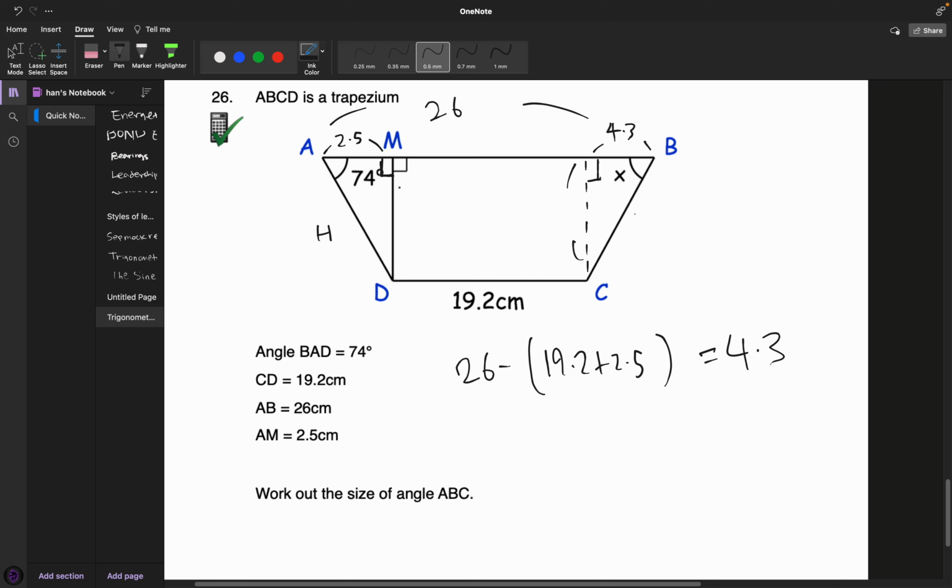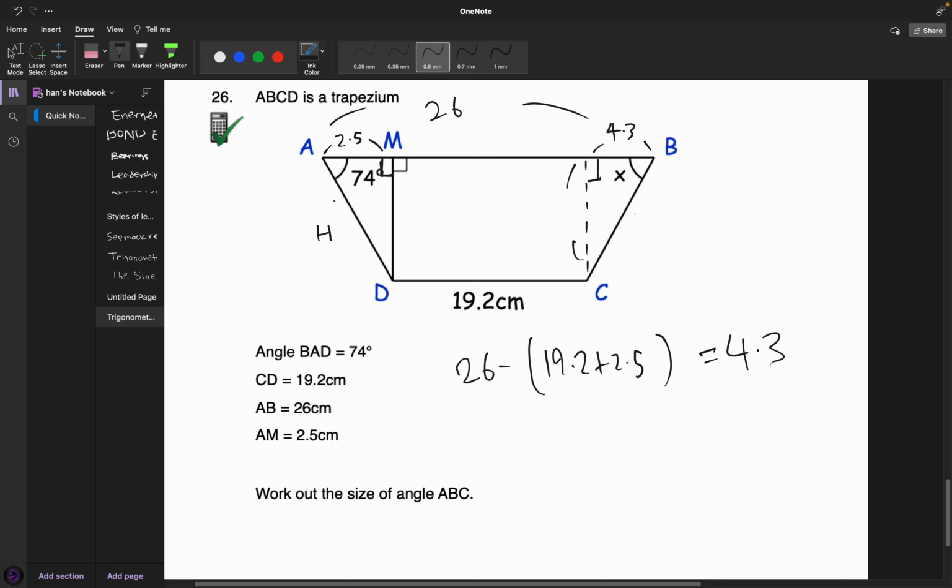Well. See, it requires a bit of thinking. How can we find this length or this length? What can we use? My mind's just gone blank. How can we find this length? Or some other length that would help us. 4.3. Are we provided another length? No, we're not. 2.5. AB is 26.